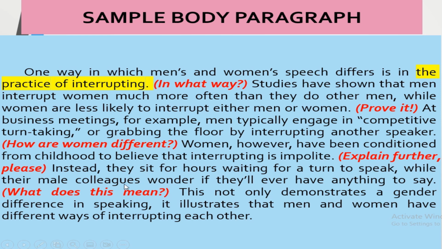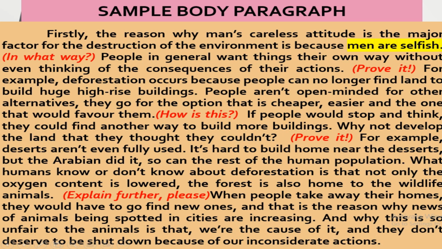Okay? Same goes to the next sample, which is "Man's careless attitude is the major factor for the destruction of the environment because men are selfish." The colored one is actually the topic. So in what way are men selfish? So these candidates wrote that people in general want things their own way without even thinking of the consequences of their actions. And you need to give an example to further explain what you mean by the sentence that you have given earlier. If you notice, the candidates wrote, "Deforestation occurs because people can no longer find land to build huge high-rise buildings, and people aren't open-minded to other alternatives. They go for the option that is cheaper, easier, and the one that would favor them."